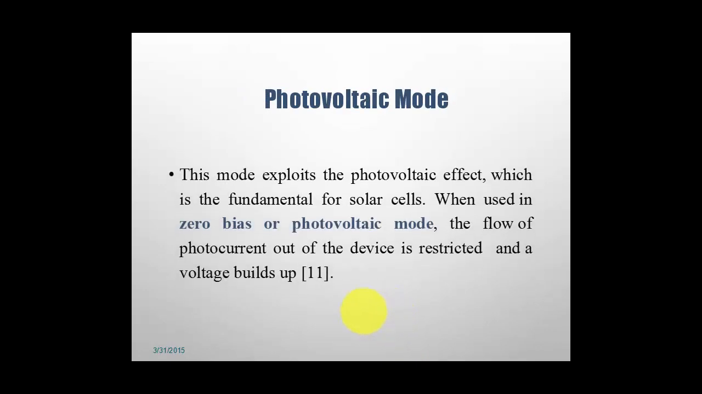Photovoltaic mode. This mode exploits the photovoltaic effect, which is fundamental for solar cells. When used in the zero bias or photovoltaic mode, the flow of the photocurrent out of the device is restricted and a voltage builds up.